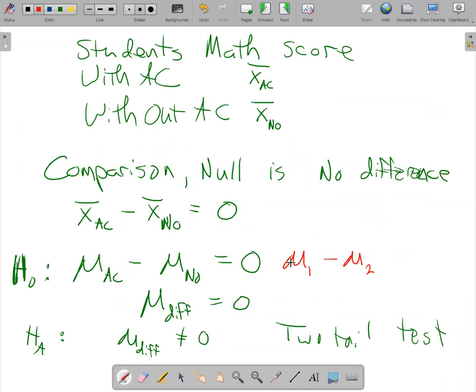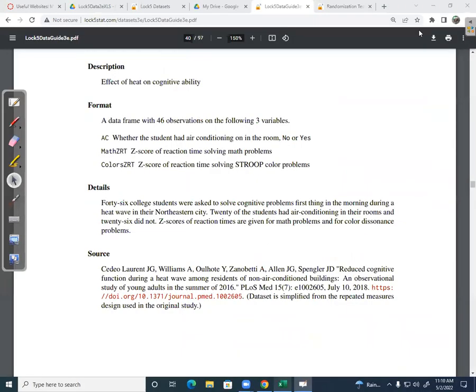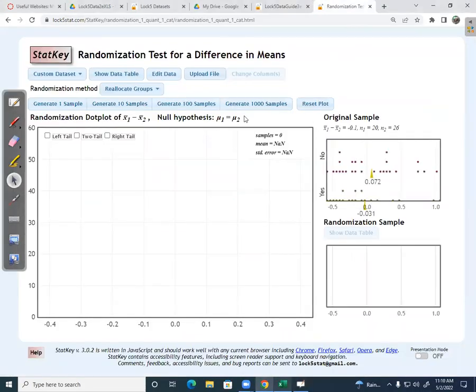And again, there are two ways to look at this. If you subtract them and set it equal to 0, the difference is 0, there is no difference. If there's no difference, then they're also equal. So we could also say mu1 equals mu2, right? Those are two different ways of saying no difference. I like to go with the difference is 0. StatKey likes to write it as they are just equal. So see up here, they put mu1 equals mu2. That means no difference. So there are two ways to think about that.